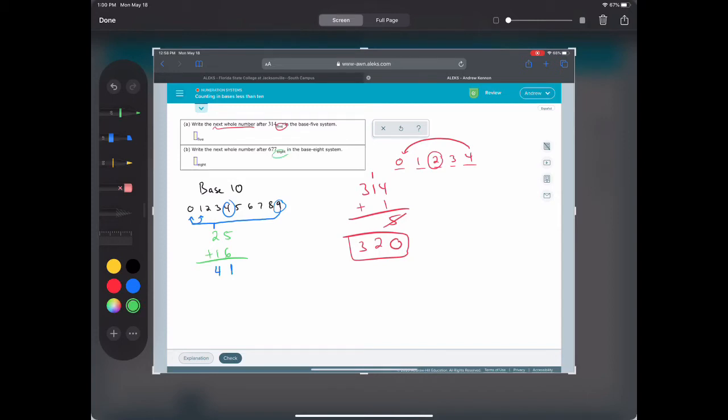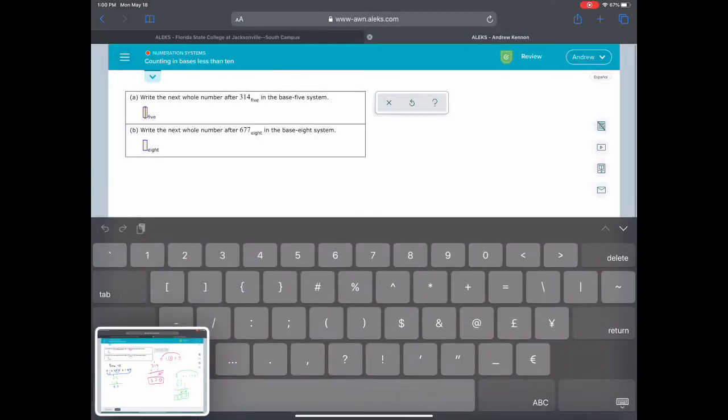For the next one, it's base 8: 6, 7, 7. So I can use 0, 1, 2, 3, 4, 5, 6, 7. So there are my 8 digits I can use in base 8. When I add 1 here, I get 8. Well, there is no 8 here, so I start back at 0, and I add a 1 here. Same thing: 1 plus 7 is 8. Can't use that, so I start back at 0. Add a 1 here. 1 plus 6 is 7. I can use that, so that is my answer, 700. So let's go to Alex and check these. 320 and 700.